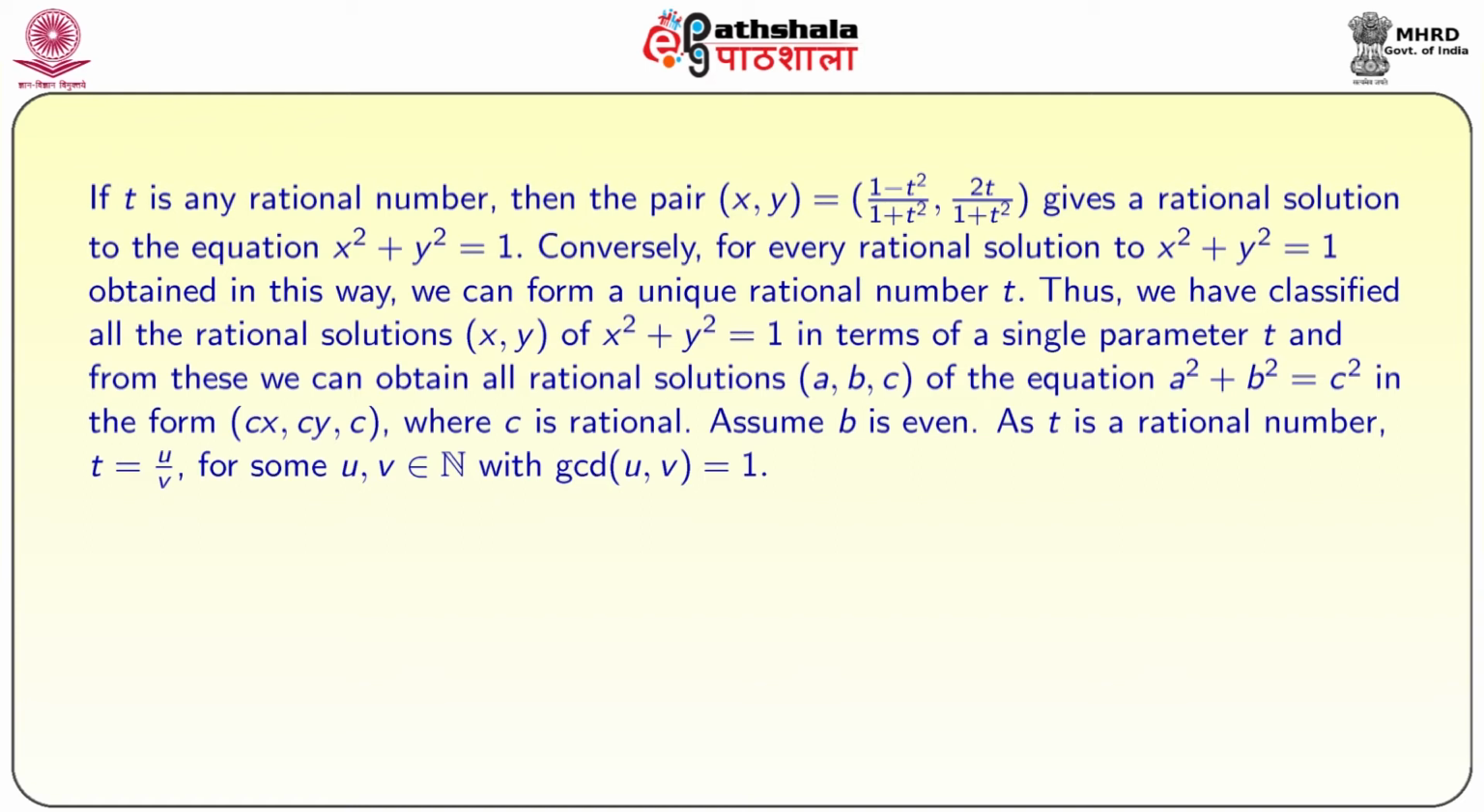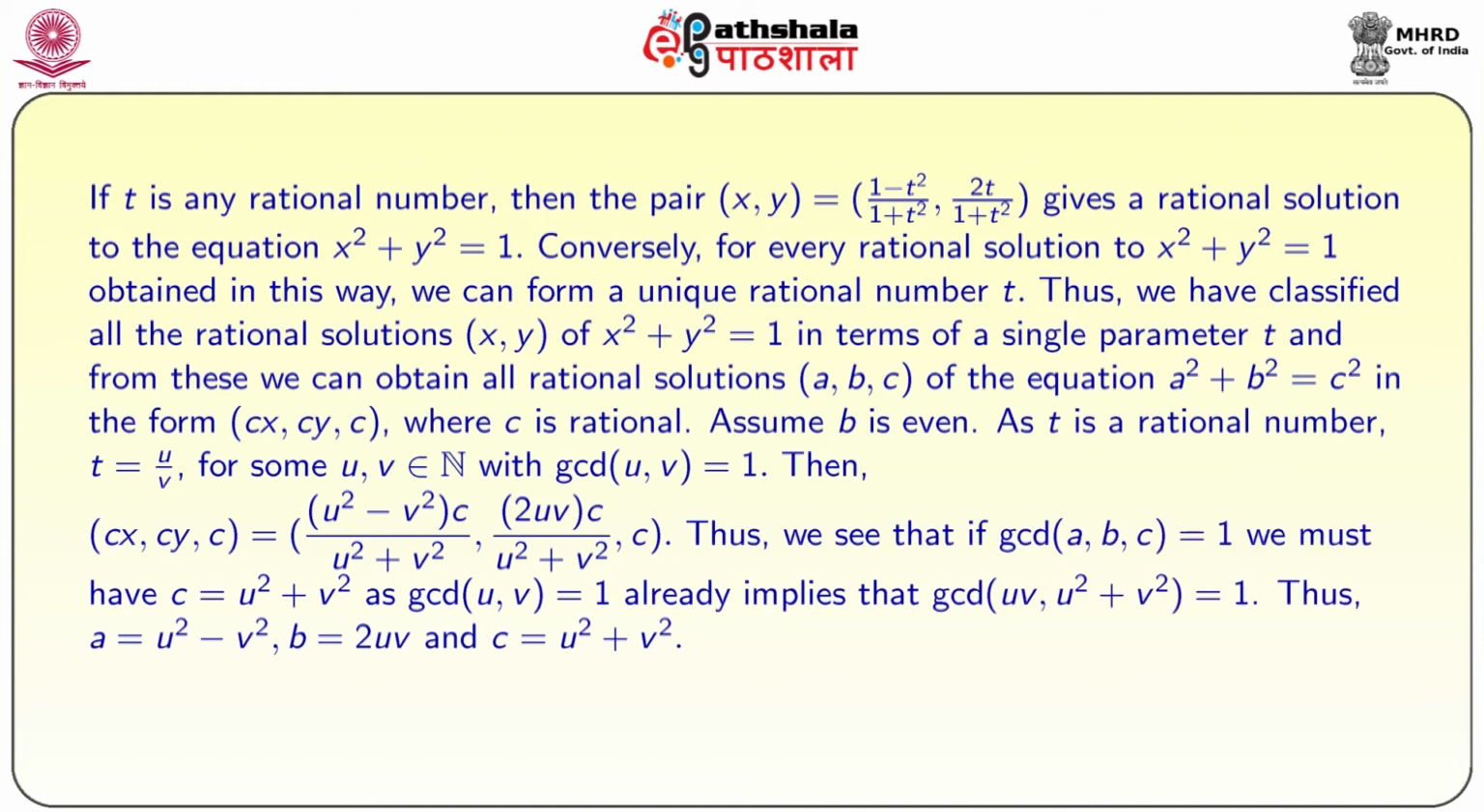As t is a rational number, t is equal to u by v for some u comma v belonging to N with GCD of u comma v equal to 1. Then (cx, cy, c) is equal to ((u square minus v square) into c by (u square plus v square), 2uvc by (u square plus v square), c).